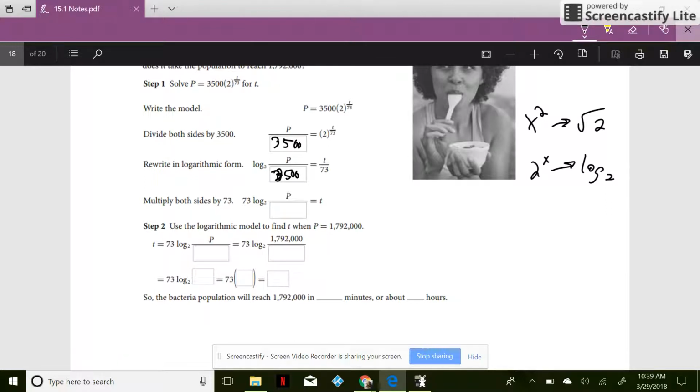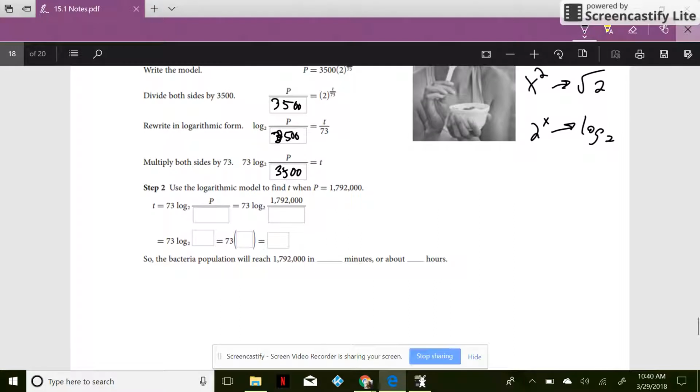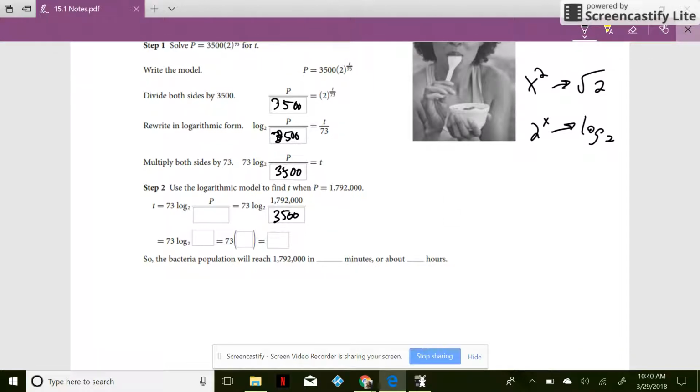Now we multiply both sides by 73 to get t by itself. So then they plugged in the value for p, which is 1,792,000. Doing that division, we get 512. So 73 times log base 2 of 512. Log base 2 of 512, that's the hard part here. We're going to have to actually solve that out.